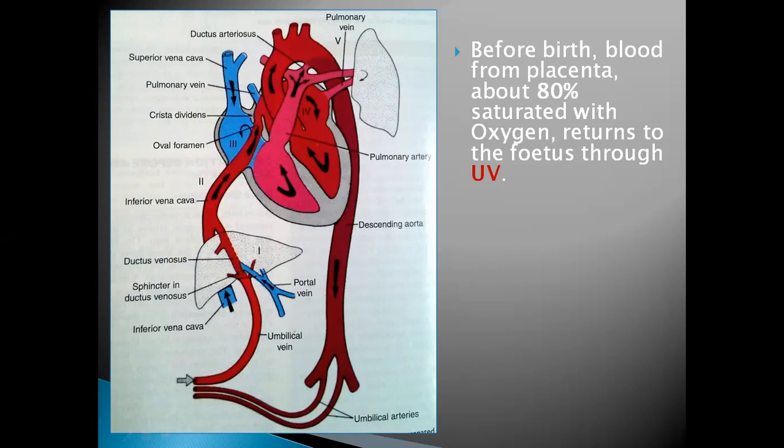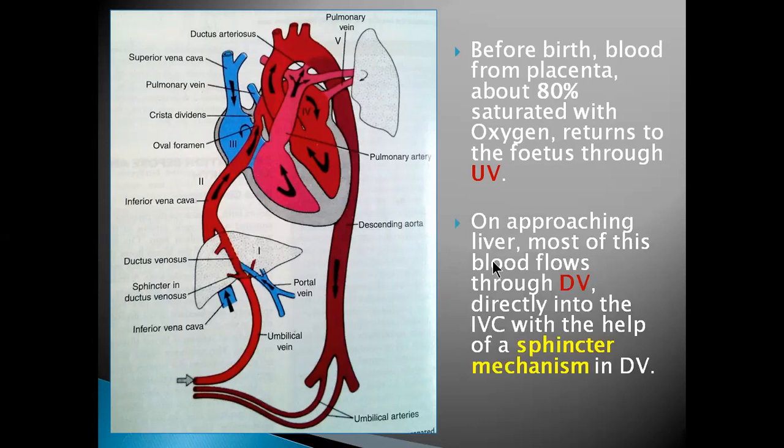Okay. So before birth, the blood from the placenta, about 80% saturated with oxygen, returns to the fetus through umbilical vein. Okay. Now, on approaching the liver, most of the blood flows through the ductus venosus directly into the infravena cava, short-circuiting the liver. A smaller amount enters the liver sinusoids and mixes with the blood from the portal circulation. Here is the portal vein. Okay, I already explained how the portal vein develops.